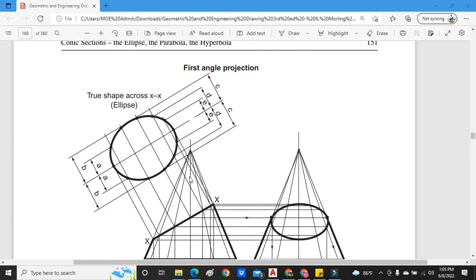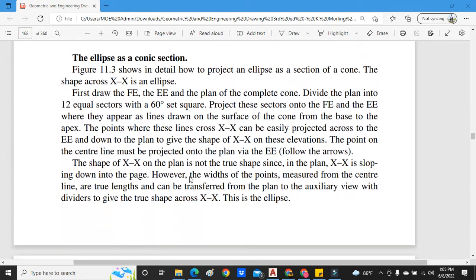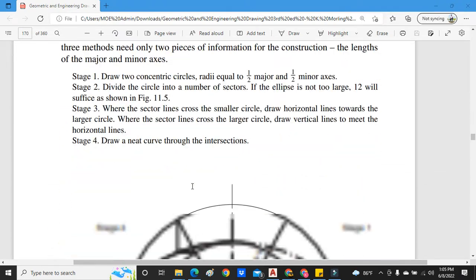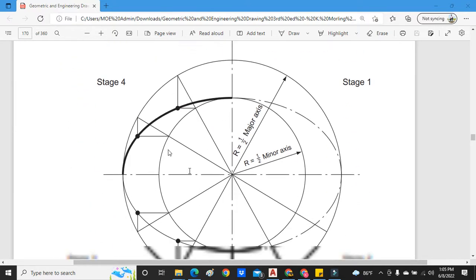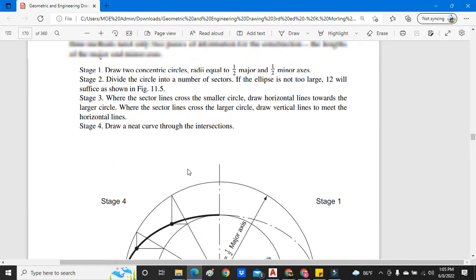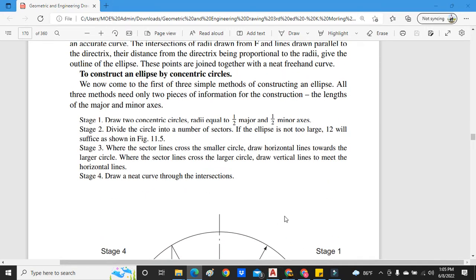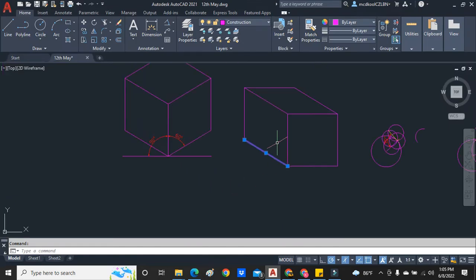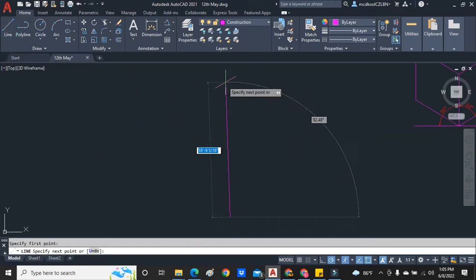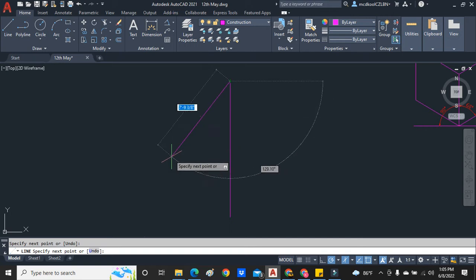Now, we have drawn ellipses often in our isometric drawings, but here is some construction. How do you construct the ellipse? The first method here is the concentric circles method. So we'll just draw this quickly in AutoCAD. So concentric circles are circles which have the same center.